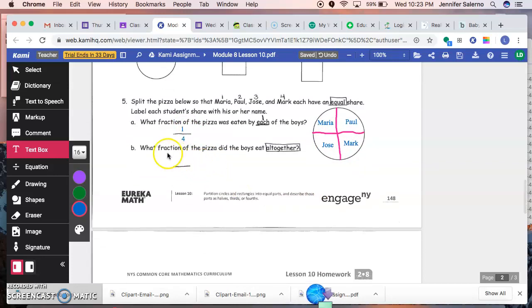Okay? You're going to answer part B. What fraction of the pizza did the boys eat all together? So that means all together, what did the boys eat? And then the second number is going to be the total number of parts. So you're just going to try your best on that one, okay?